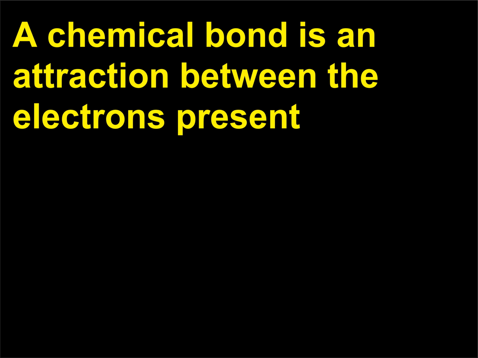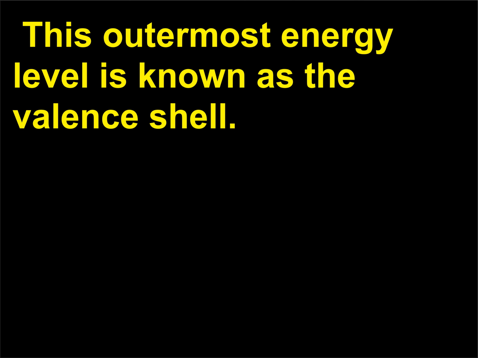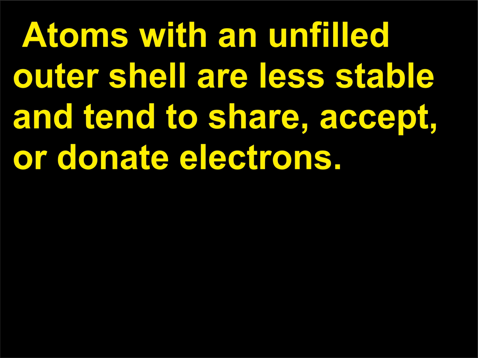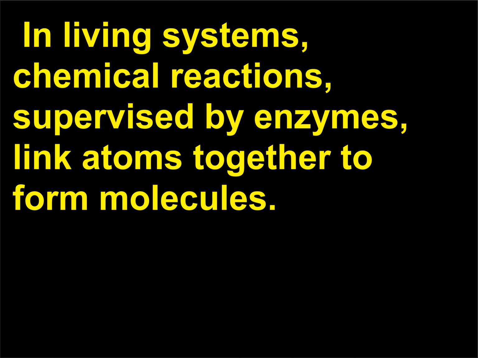A chemical bond is an attraction between the electrons present in the outermost energy level or shell of a particular atom. This outermost energy level is known as the valence shell. Atoms with an unfilled outer shell are less stable and tend to share, accept, or donate electrons. When this happens, a chemical bond is formed. In living systems, chemical reactions, supervised by enzymes, link atoms together to form molecules.